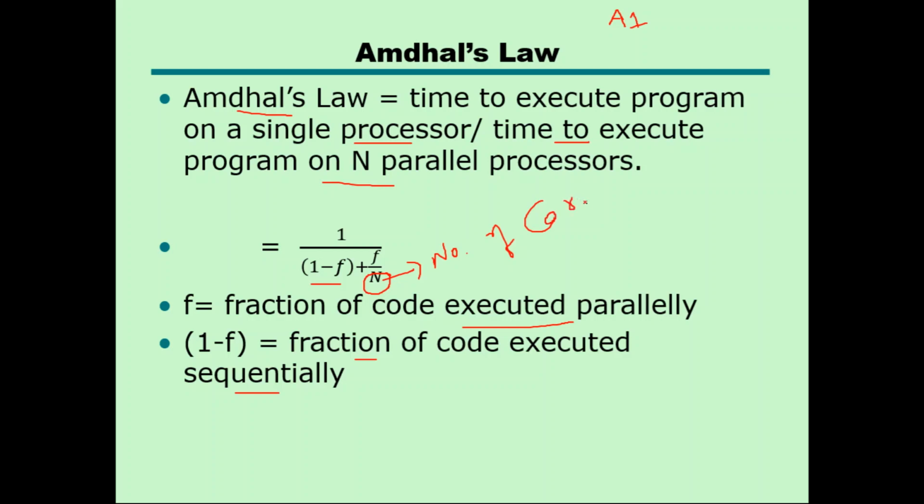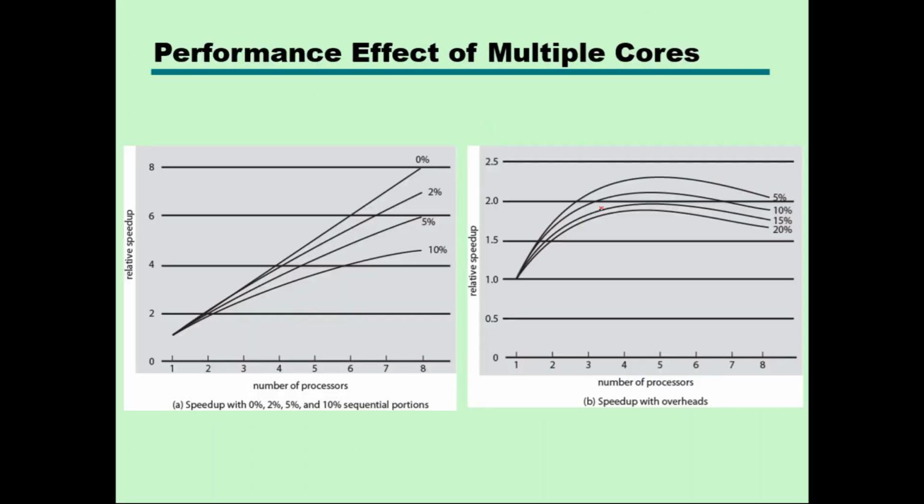Based on Amdahl's law, this graph is plotted. For example, this line says: assume there is 0% of the code which should be executed serially, so sequential or serial. There is no code to be executed sequentially. In that case, if you have 8 cores, then the performance improvement will be 8 times.